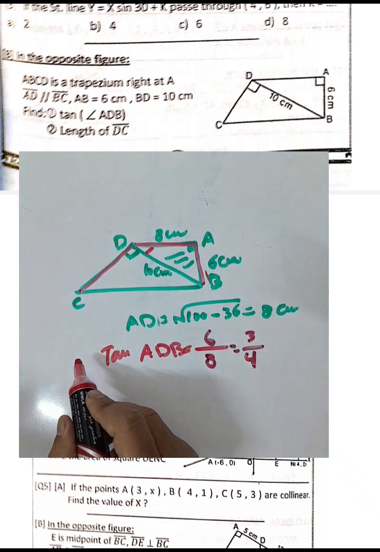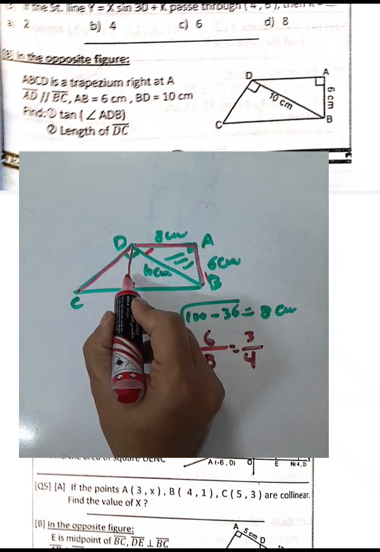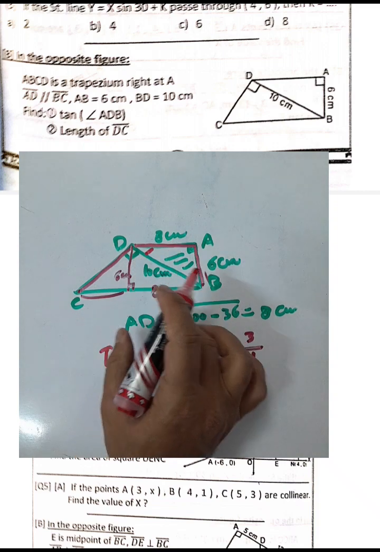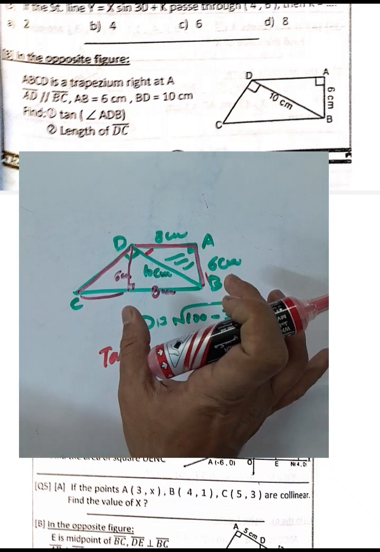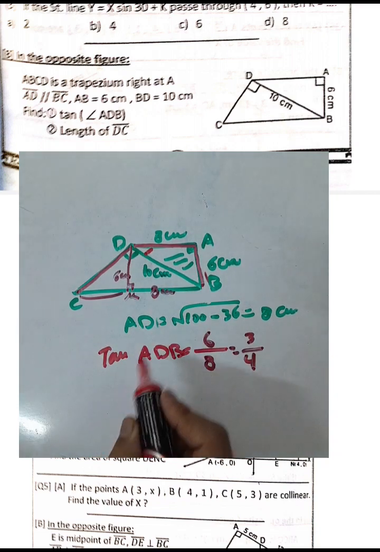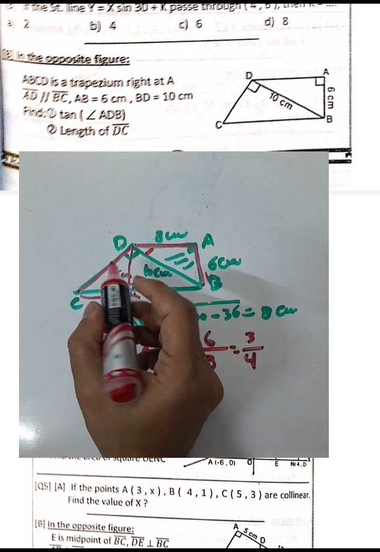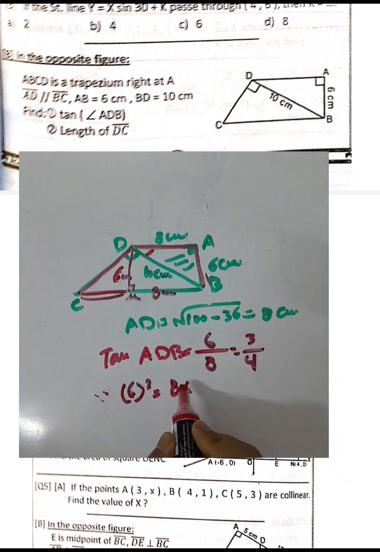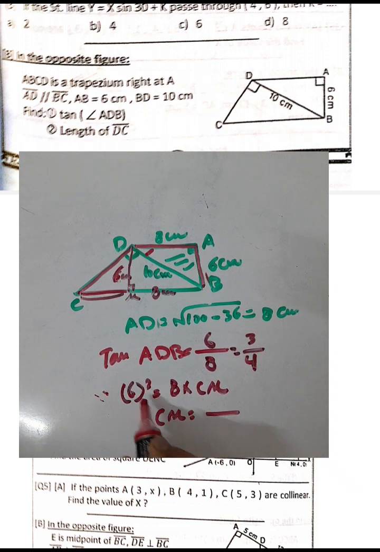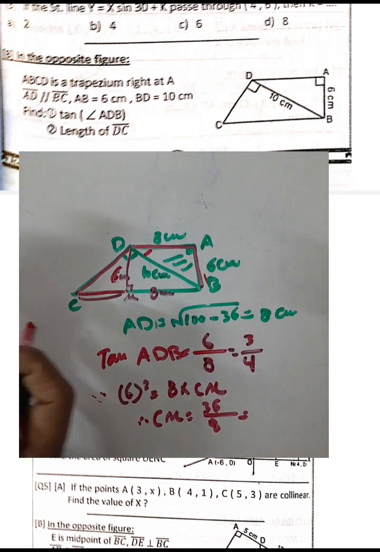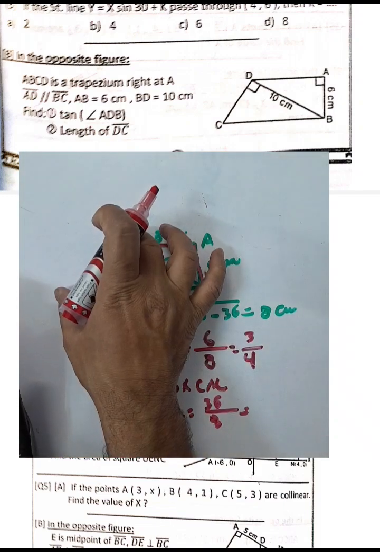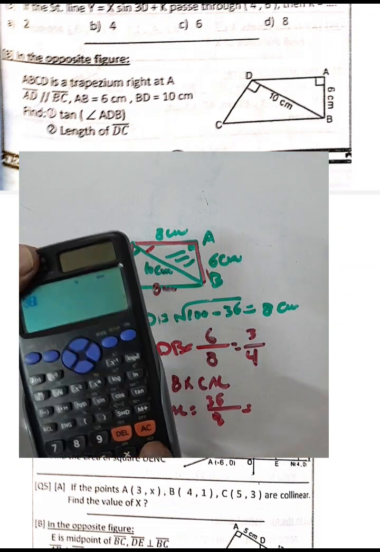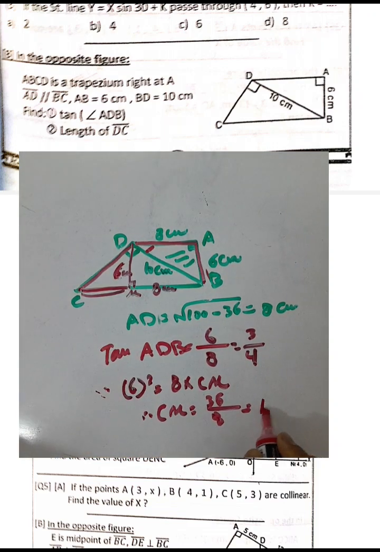How do we find the length of DC here? We can draw this line segment parallel to this, and this will be 6 cm and here 8 cm. Okay, you can find the length of CM here by using Euclid's theorem. We know 6 squared equals 8 multiplied by CM, from this triangle. Then we can find CM: 6 squared is 36, divided by 8. The result will be 9 over 2, which is 4.5 centimeters.